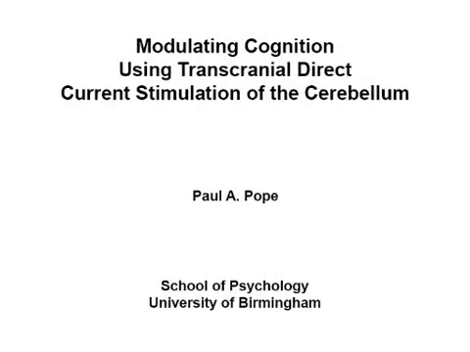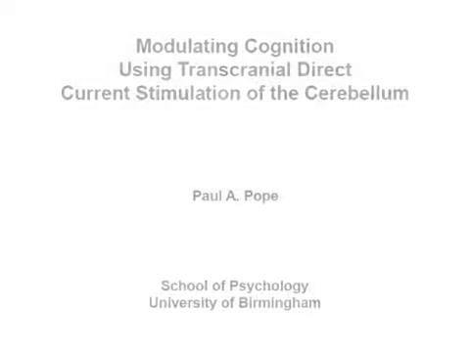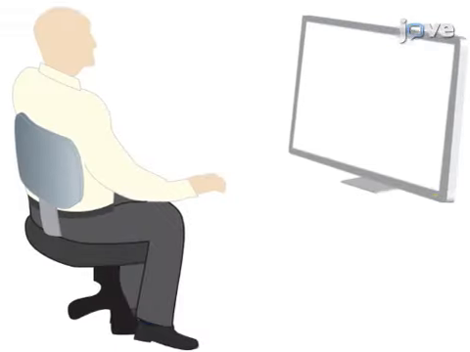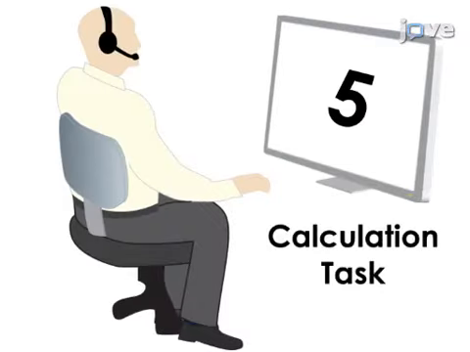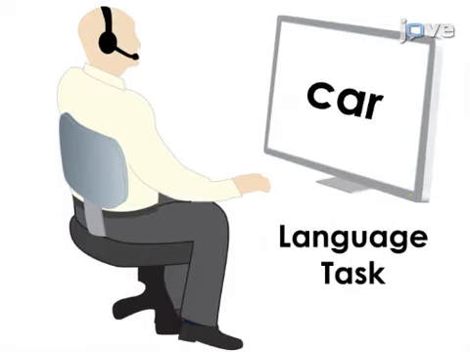The overall aim of this procedure is to demonstrate a technique for modulating cognition using transcranial direct current stimulation of the cerebellum. This is accomplished by first measuring performance during cognitive tasks of varying difficulty that each require the function of the cerebellum.